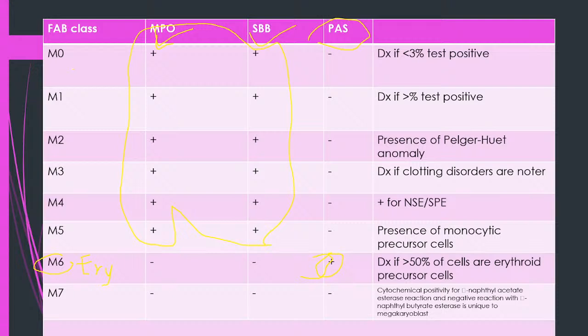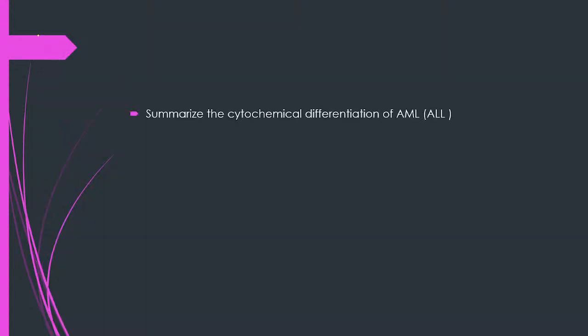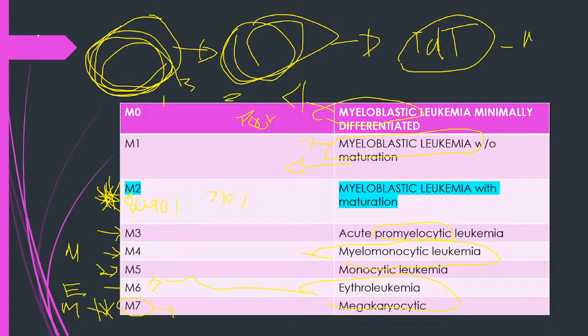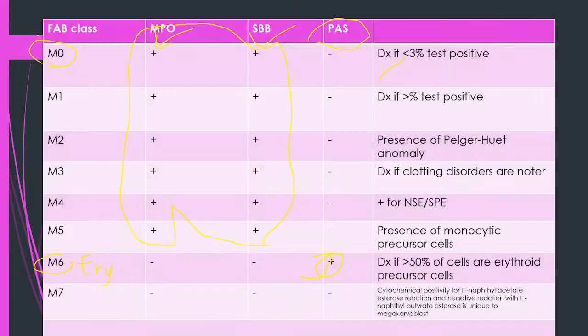Now, we're going to go one by one. Diagnosis is done if less than 3% of the cells is positive. Why? M0 has what? Poorly differentiated myeloblasts. So that's the time you will be able to diagnose it. Diagnosis is done if more than 3%.